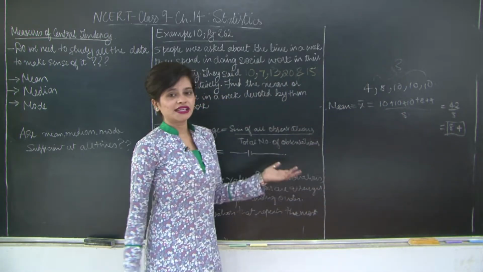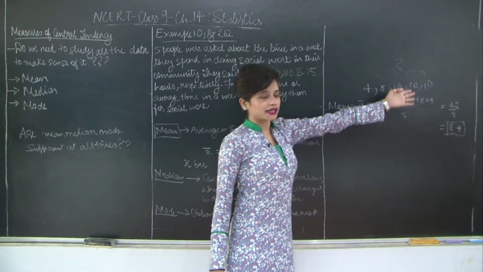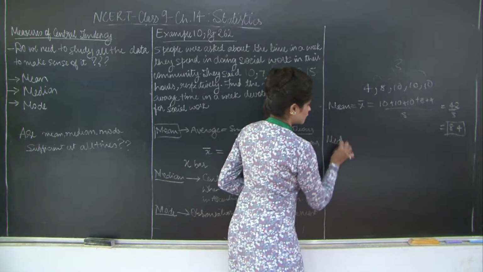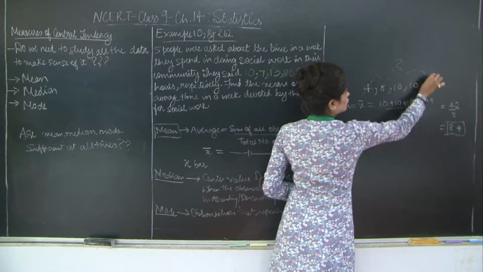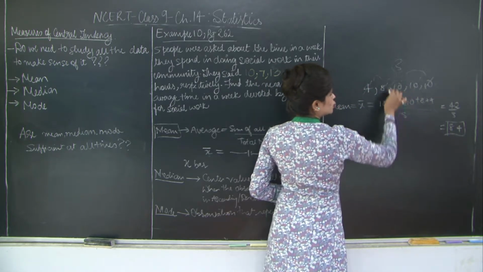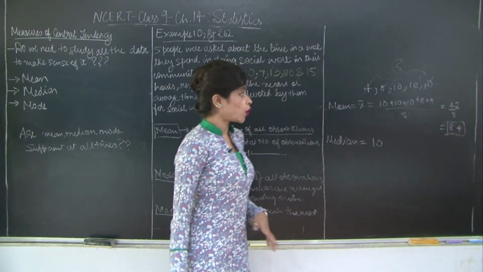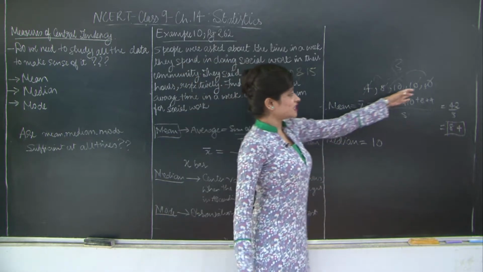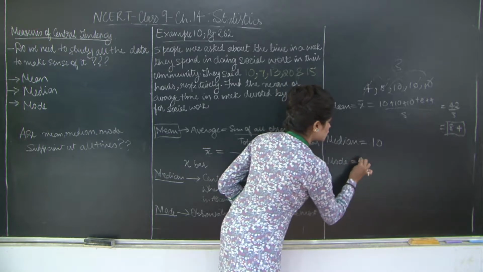Whereas the median is the middle value. Fortunately everything is arranged in ascending order. So the middle value is going to be the third one, with two on either side. So median is 10. Whereas what is the mode? Mode is the number that is repeating the most often. So out of these 5 numbers, 10 is repeating most often. So mode is also 10.